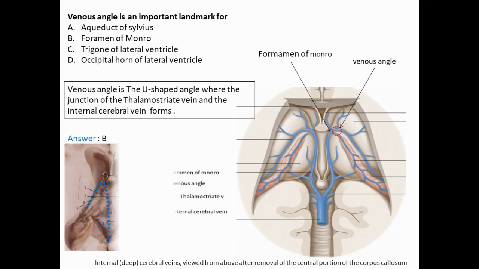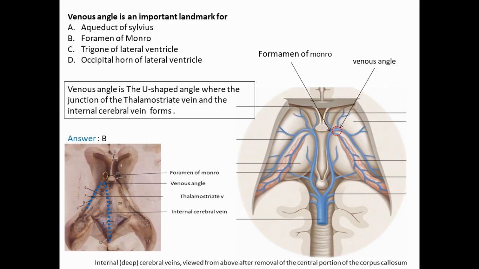When you look at this cadaver, you see the yellow dotted circle representing the foramen of Monro, and the venous angle is near to it.